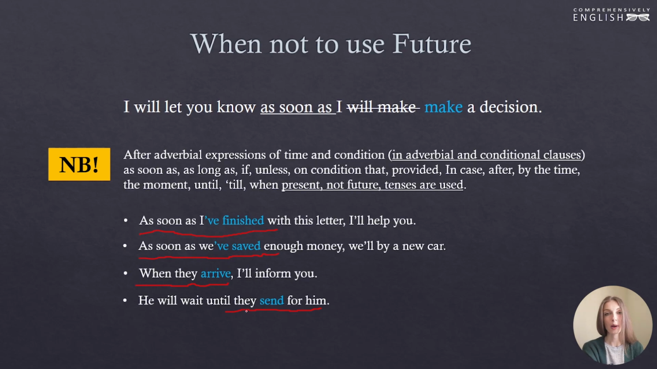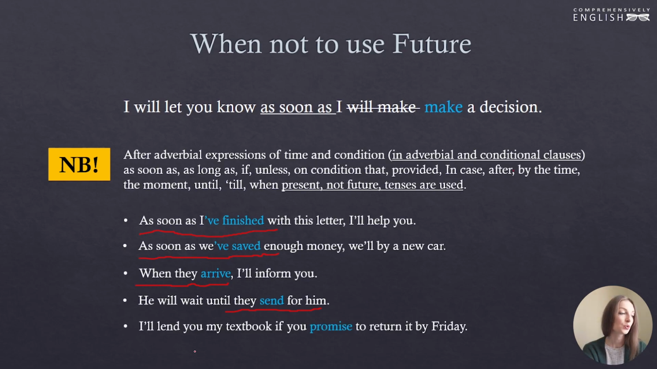future simple. Just remember that, because in your native language, it might be different. You might use future tenses in both parts of such sentences. But in English, you have to remember that in adverbial subordinate clauses and in conditional subordinate clauses, we don't use future tenses. The last one is a conditional clause. If you promise, so the present simple is used instead of the future simple.